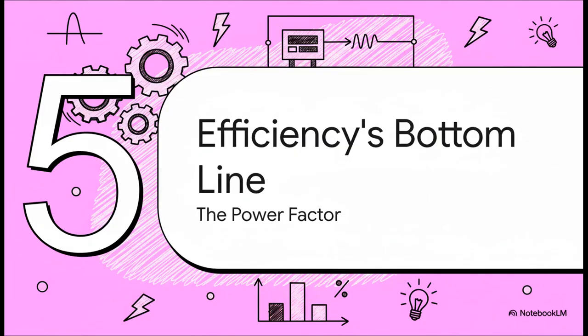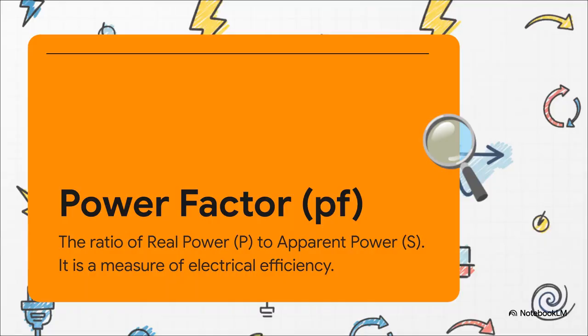So why does this distinction even matter? Why do we have to split hairs between real and apparent power? Well, it all comes down to one single critical idea: efficiency. And we measure that efficiency with something called the power factor. It's super simple, really. It's just the ratio of the useful real power to the total apparent power being supplied. You can think of it like an efficiency score for your electrical system, from 0 to 1. It tells you exactly how much of the power being sent your way is actually doing something useful.